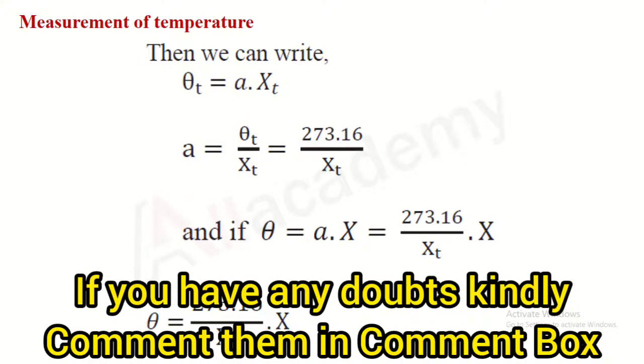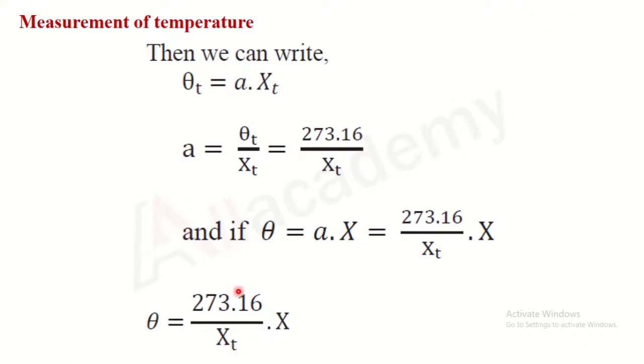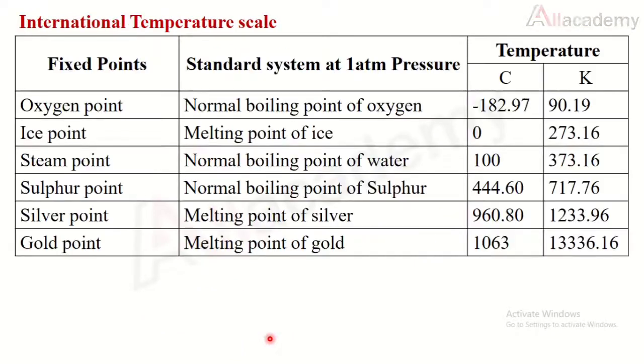So the first method uses two standard fixed points, that is the ice point and the steam point, and in the second method we use a single triple point, that is 273.16, so the temperature theta will be equal to 273.16 divided by Xt into X. Now let us go through the different standard points which are internationally accepted.